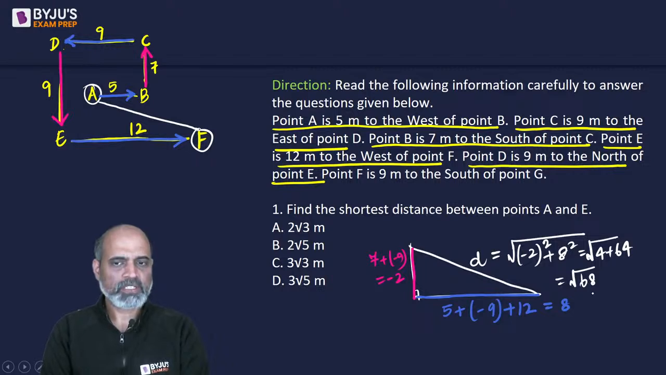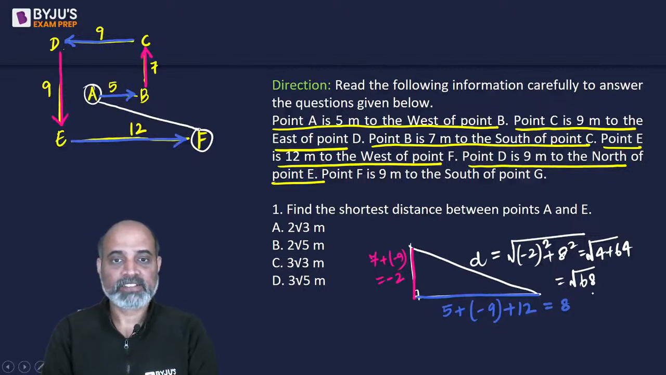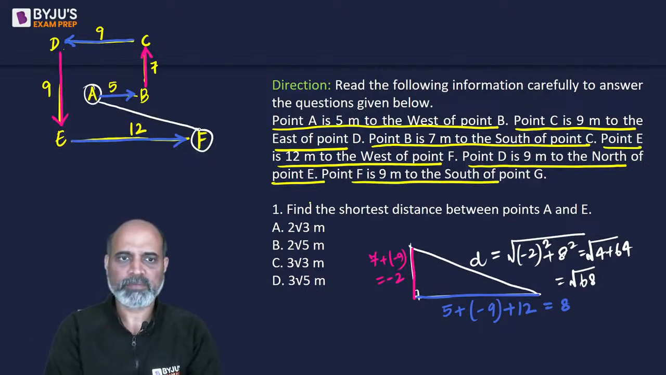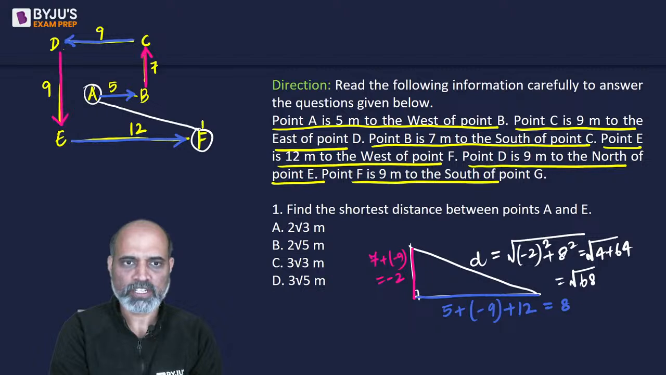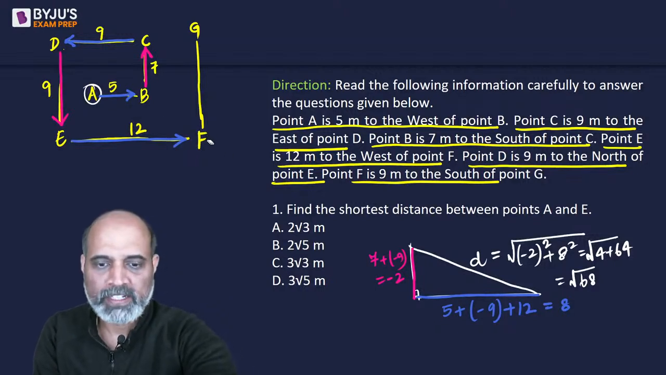That is going to be 3 plus 5, 8, and that is going to be -2. Oh, we are asked between A and E, right? Okay, and there's one more statement that I missed, which was point F is 9 meters to the south of point G. So 9 meters would mean this is exactly where it is, right? This is 9, so this is 9. So obviously we don't have to find that part out.